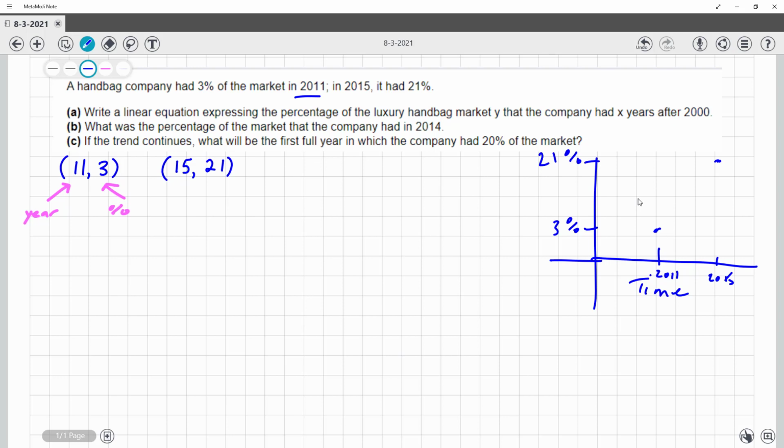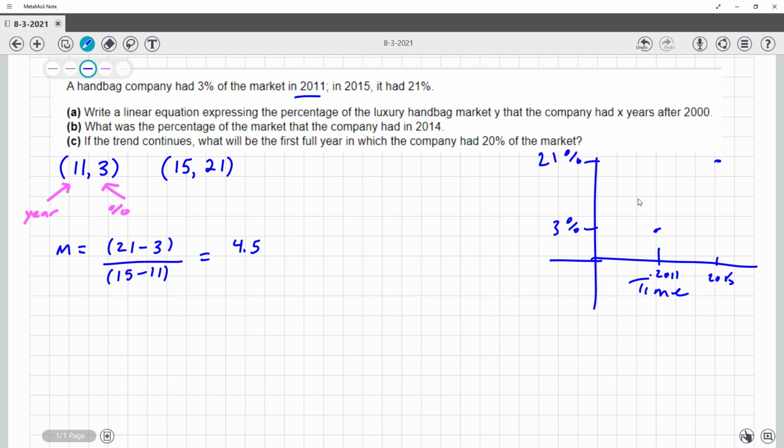So it says write a linear equation. Well, I have 2 points. We just did this already. When you have 2 points, you find the slope, which would be 21 minus 3 over 15 minus 11, and I get 4.5, which is the slope. So we can see that this percentage, in this case, is increasing by 4.5% per year, and that's what the slope means.